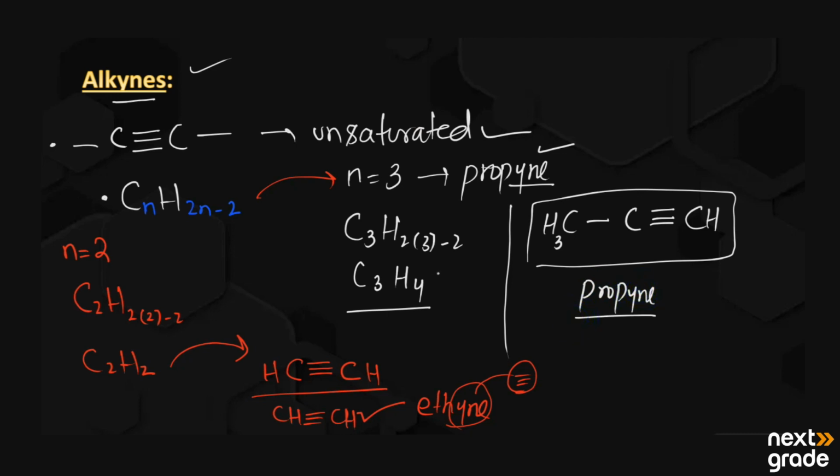So this is the formula of propyne. The molecular formula is C3H4, and its condensed formula is CH3 C triple bond CH. This triple bond shows that this is an alkyne. Alkynes have a triple bond between two carbon atoms. So this is all about double and triple bonds. According to the presence of the double and triple bond in the alkenes and alkynes, their properties differ from the alkanes.